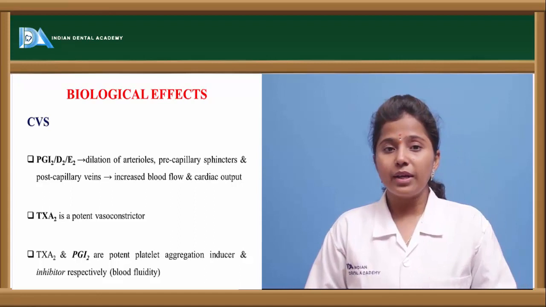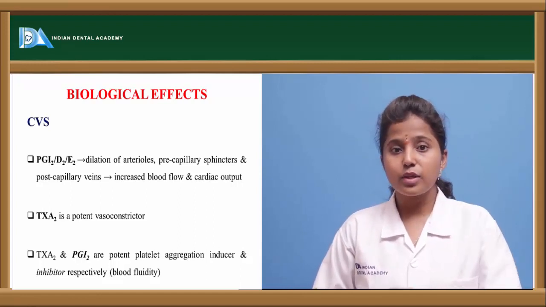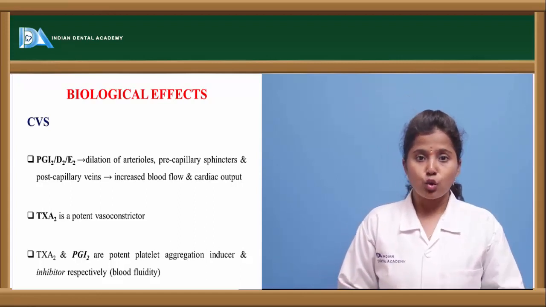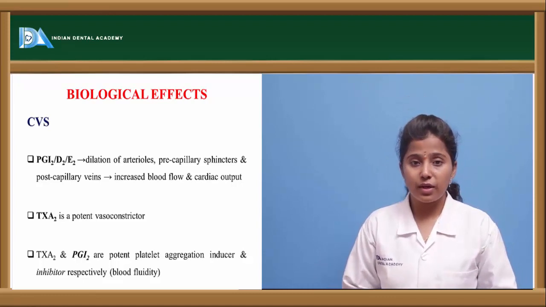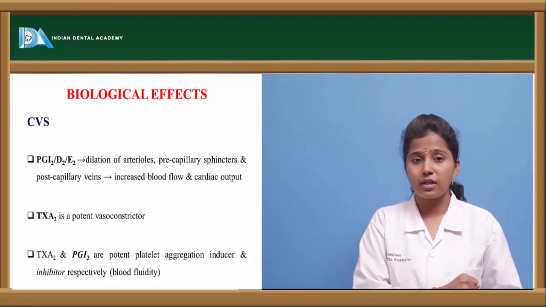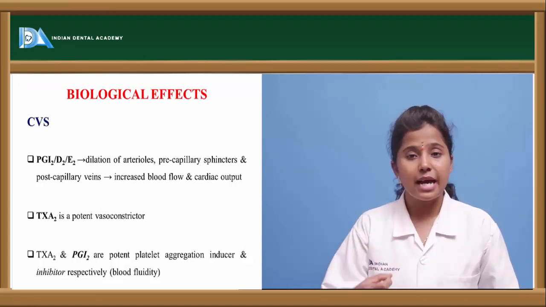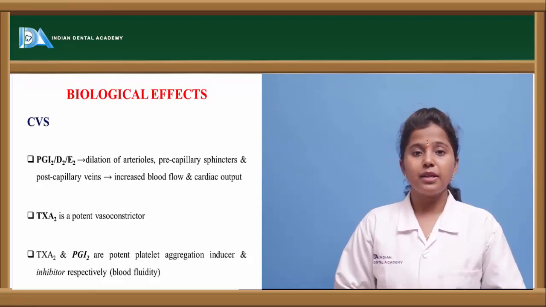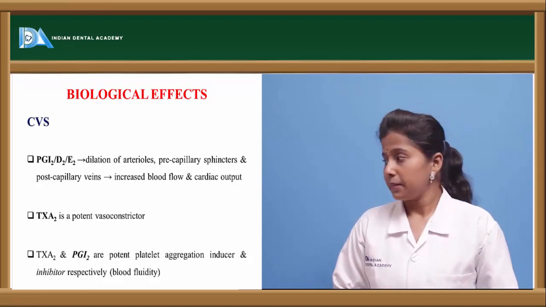But when coming to the thromboxanes, we saw it is a vasoconstrictor. So thromboxanes should not be given in hypertension or cardiovascular diseases because they cause constriction of vascular smooth muscle. There occurs narrowing of the blood vessel, and thereby the blood flow will be rapid.